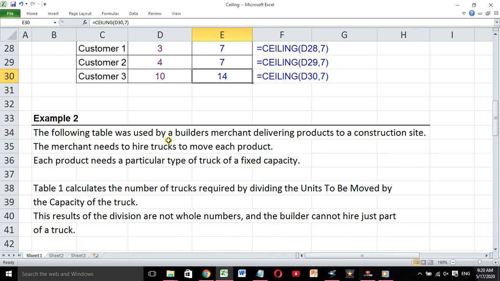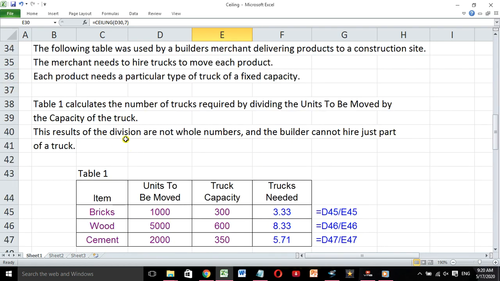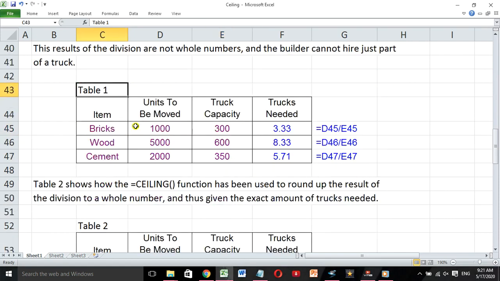The following table was used by a builder's merchant delivering products to a construction site. The merchant needs to hire trucks to move each product. Each product needs a particular type of truck of a fixed capacity. Table 1 calculates the number of trucks required by dividing the units to be moved by the capacity of the truck. The results of the division are not whole numbers, and the builder cannot hire just part of a truck. So, table 1 is here.